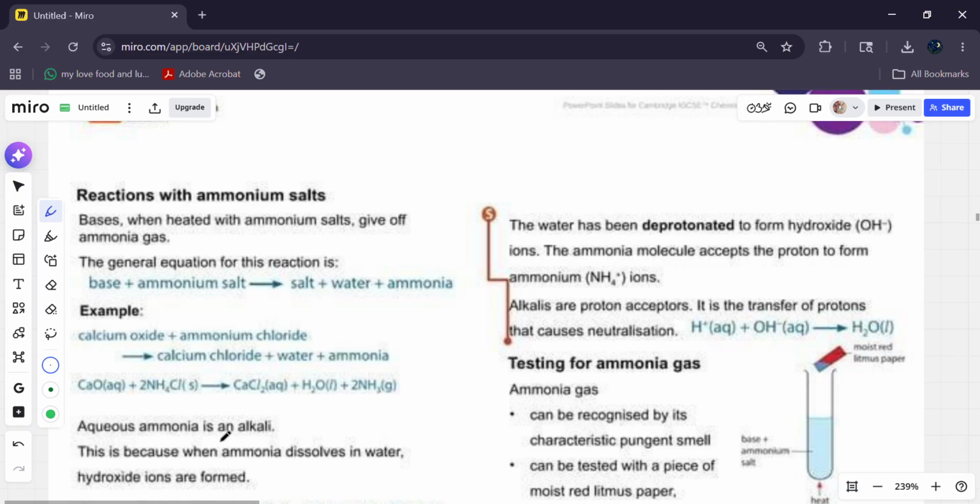Aqueous ammonia is an alkali. This is because when ammonia dissolves in water, hydroxide ions are formed. The water has been deprotonated to form hydroxide.